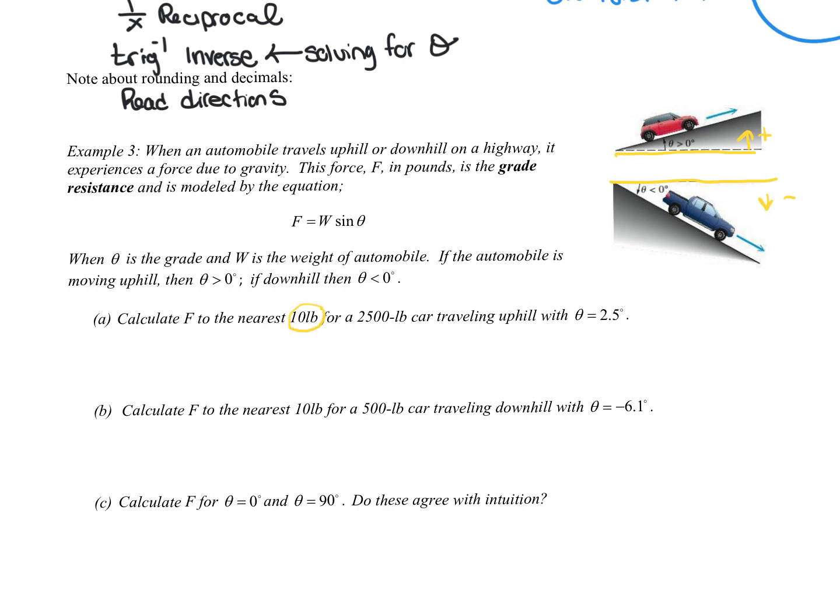So make sure you read 10 pound, for a 2,500 pound car traveling uphill at theta equals 2.5. So this is my W, and there's theta. So the formula says F equals W sine theta. F equals 2,500 sine of 2.5. Make sure you're still in degrees. You type in the calculator, but make sure you give out to the nearest 10 pound. So the nearest 10 pound is 110 pounds. Make sure that story problems have story answers and that you label them appropriately.